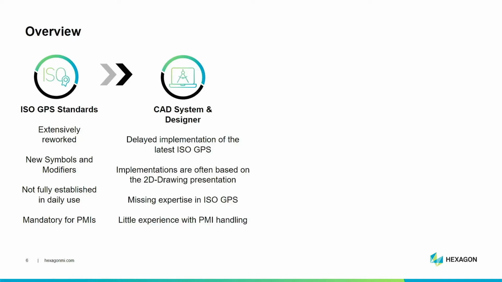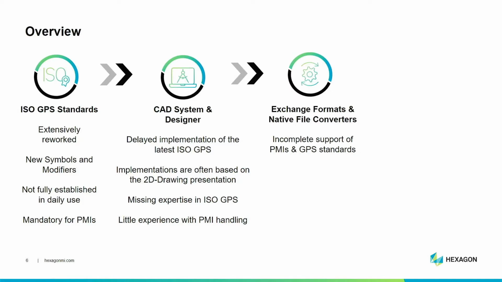Next, we have the CAD systems and designers. Here I see a large deficit in the implementation of the latest ISO standards, and they are often still based on the 2D representation when they are using PMIs. Then, between the CAD software and, for example, our software, we have the exchange formats and the native file converters. Here, it is also quite important to implement all the PMIs and the modifiers, and especially transporting the surface relationships is key.